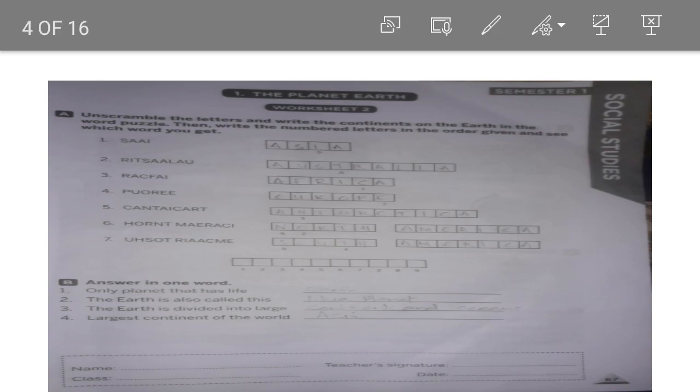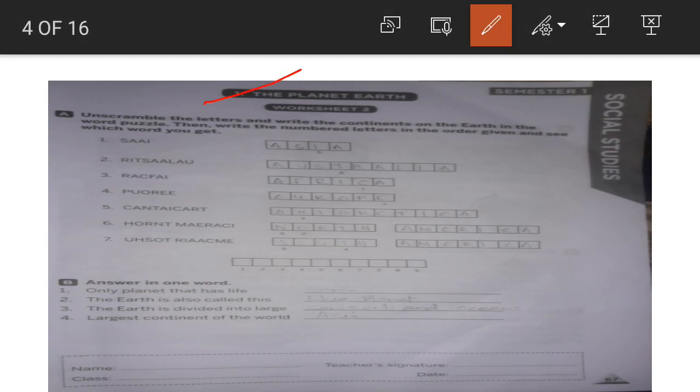Next, page 67, the same lesson, The Planet Earth, worksheet 2. A. Unscramble the letters and write the continents on the earth. It should be in the word puzzle. Then write the numbered letters in the order given and see which word you get.